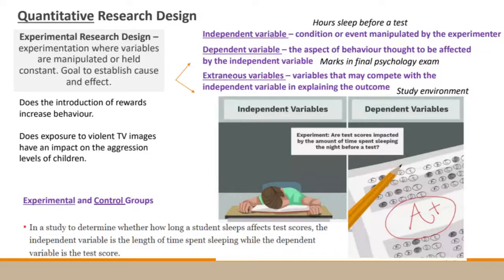Okay, so that's what experimental research design is. In a study to determine whether how long a student sleeps affects test scores, the independent variable is the length of time spent sleeping, while the dependent variable is the test score. So that is our research design in that particular quantitative approach.